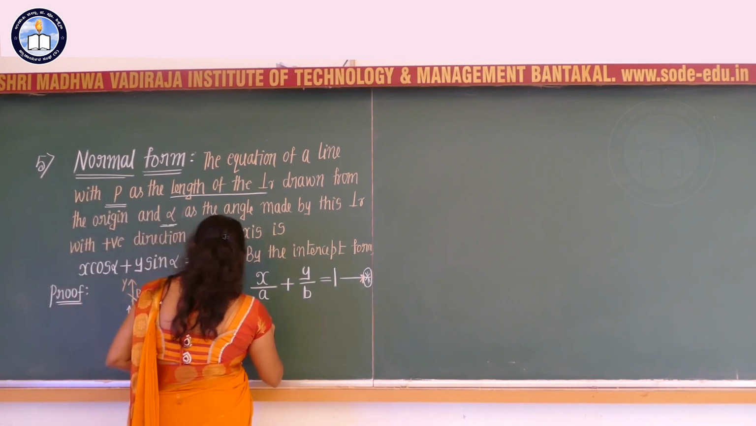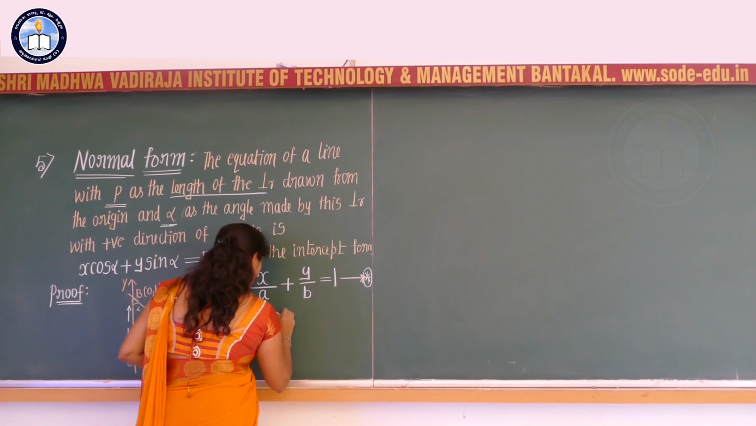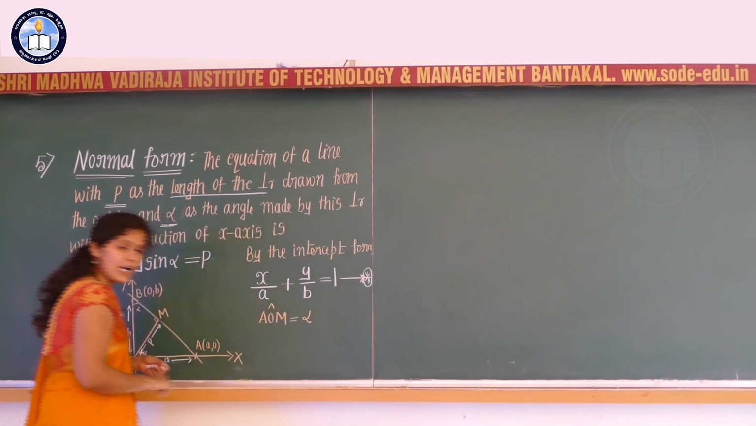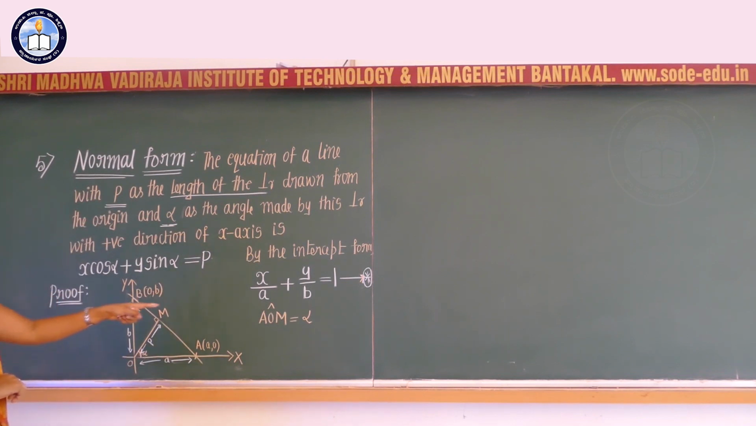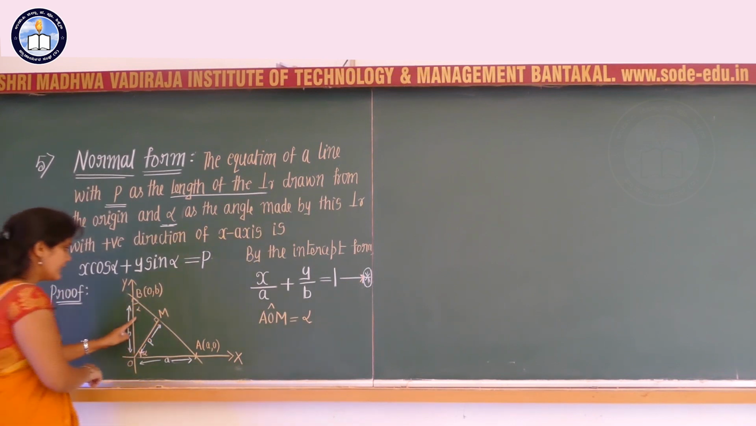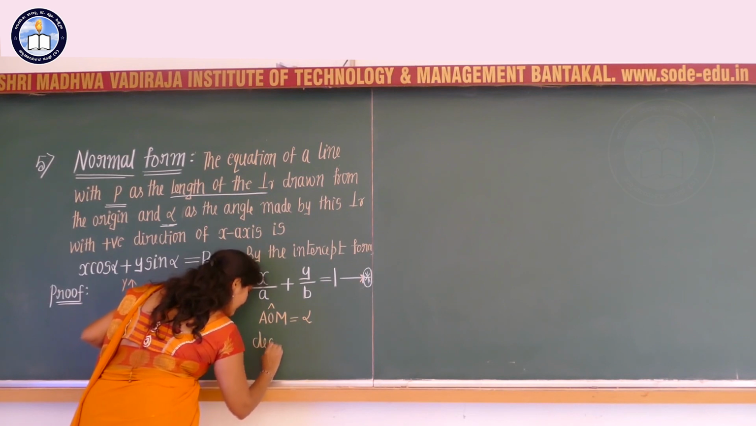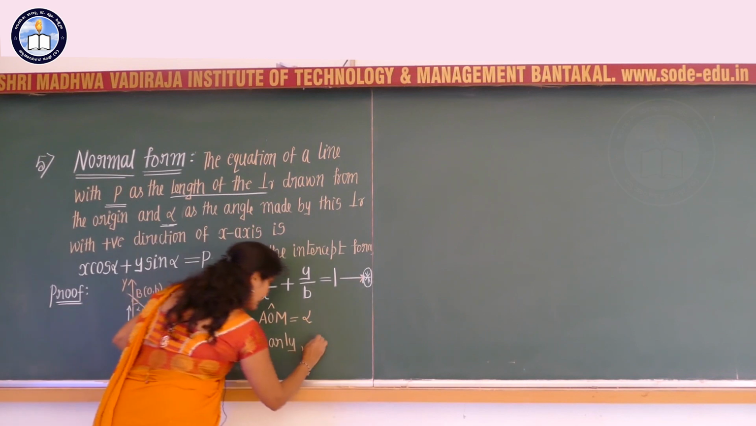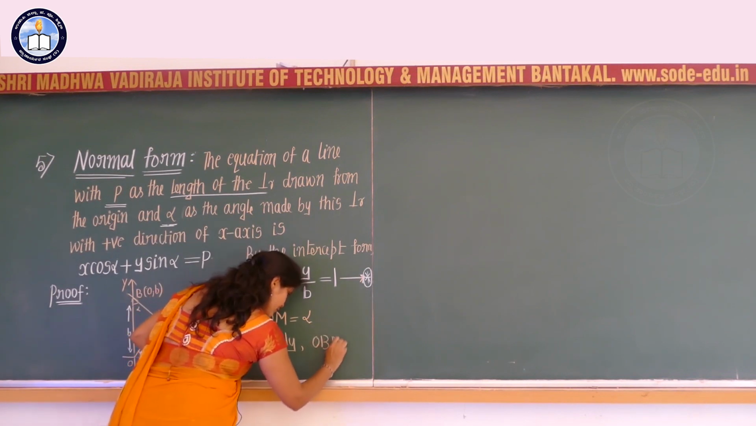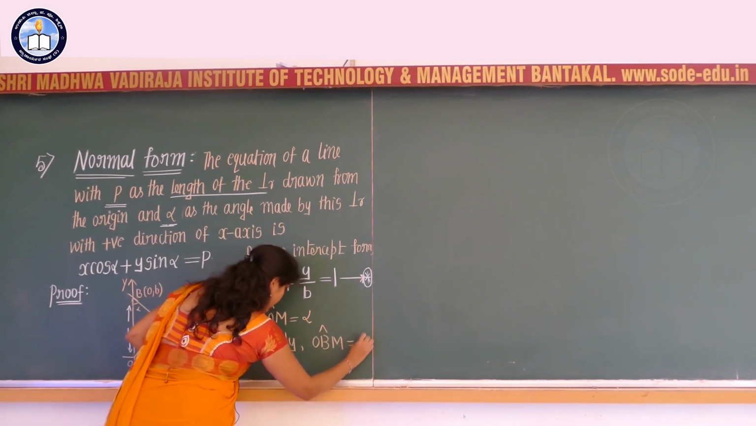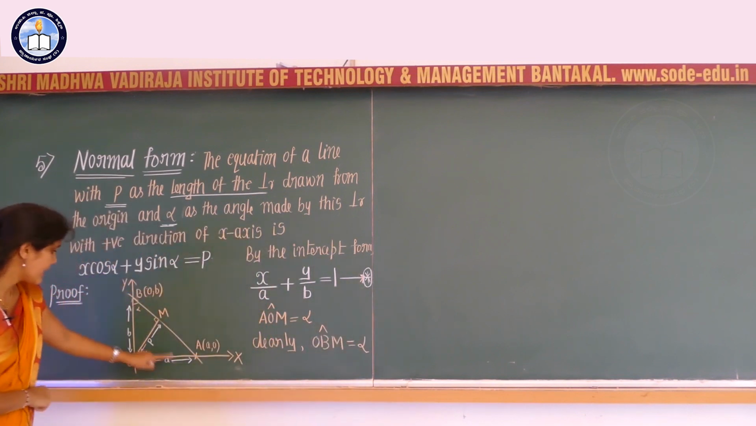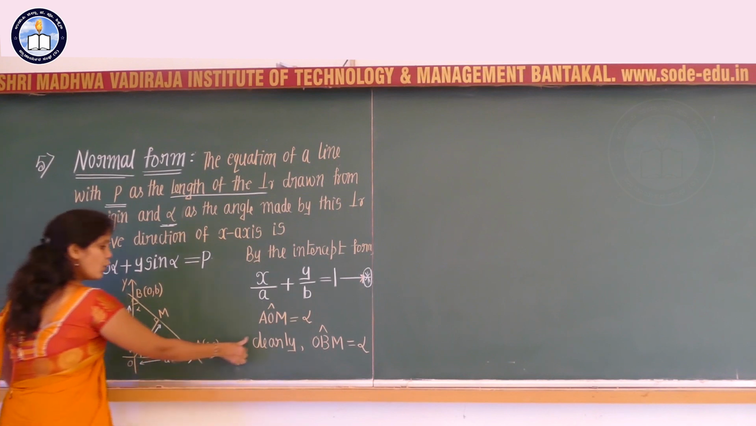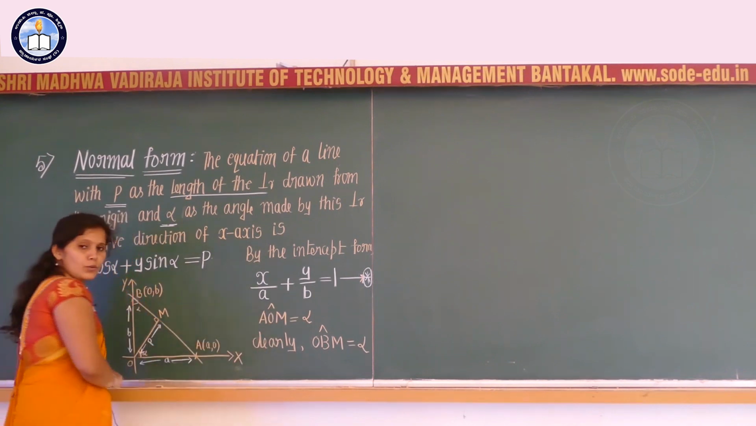I can say that angle AOM is nothing but alpha. Clearly we can say that angle AOM is equal to alpha, and clearly angle OBM is also equal to alpha. Angle AOM is equal to alpha, and clearly the angle OBM is also equal to alpha.